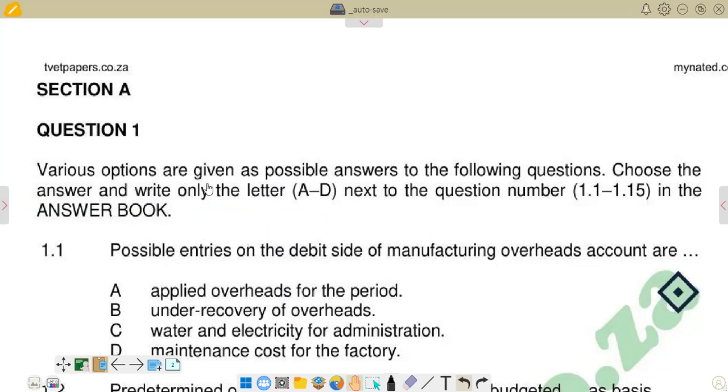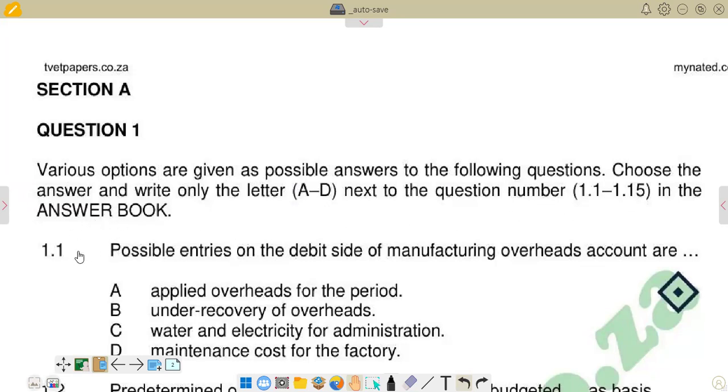So the question that we have in terms of question one reads, various options are given as possible answers to the following questions. Choose the answer and write only the letter A to D next to the question number, that is 1.1 to 1.15 in the answer box. Right, this is what we are given.